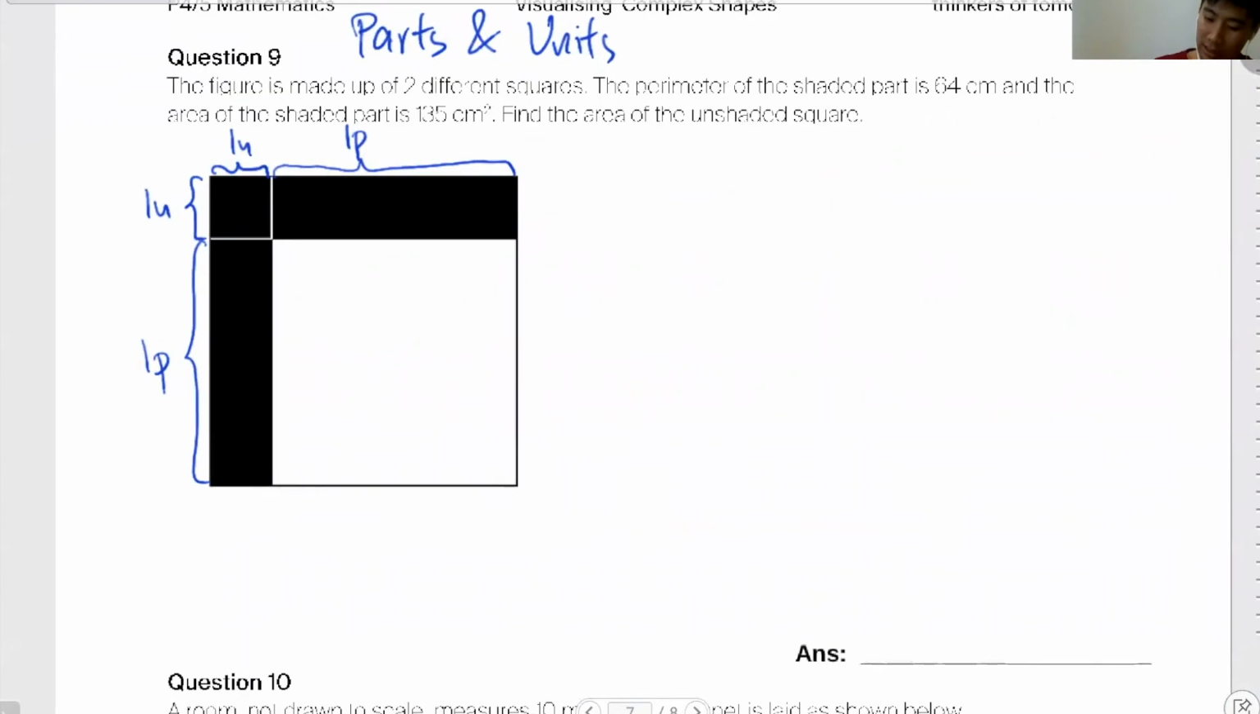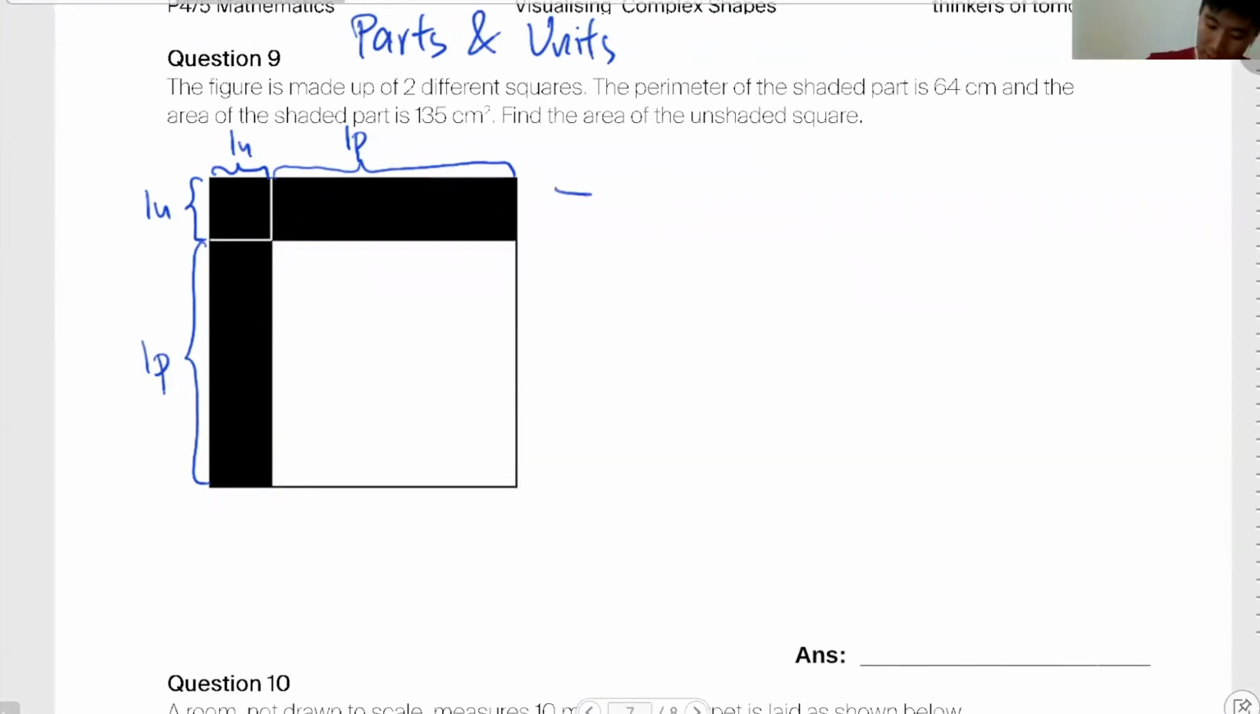Okay, now this is what I want you guys to do. They said here that the perimeter of the shaded part is 64 cm. Okay, so I want you guys to type out to me in the chat how many units plus how many parts equals to 64 cm. Very good. Everyone has the same answer. So very clearly, okay, 4 units plus 4 parts will get you 64 cm. So that's step 1.